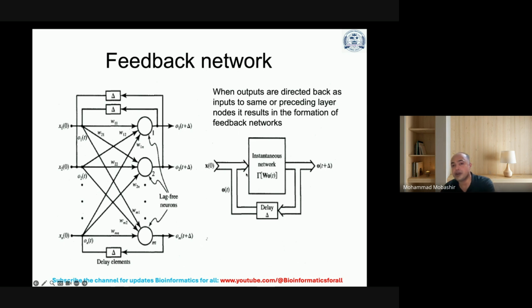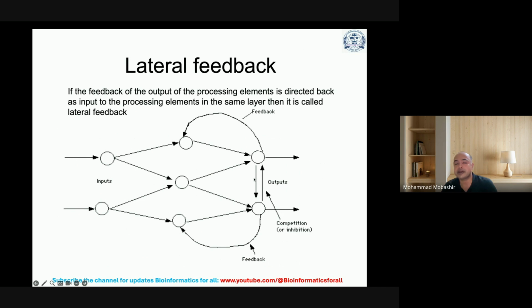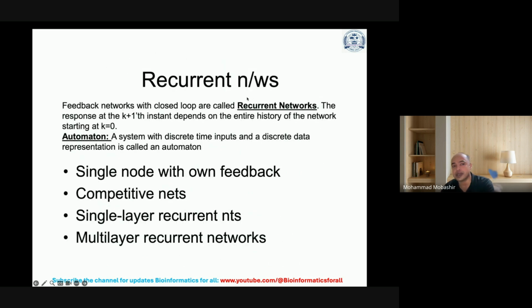Now, the simplified form of this feedback network could be seen like this. Now, lateral feedback. If the feedback of the output of processing elements is directed back as input to the processing elements in the same layer, then it is called lateral feedback. Now, recurrent. Feedback networks with closed loops are called recurrent. And this is clear from the name also.